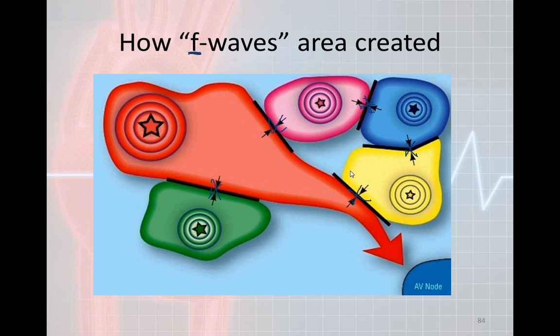Now, what we have here is all of these little wavelets that occur within the atria. But what's interesting about this is that each one of these little depolarizations here show up on the monitor. So what happens is you end up with a baseline that's very erratic because it's seeing all of these little depolarizations that occur. But what has to happen eventually is one of these waves has to get through to the ventricles.